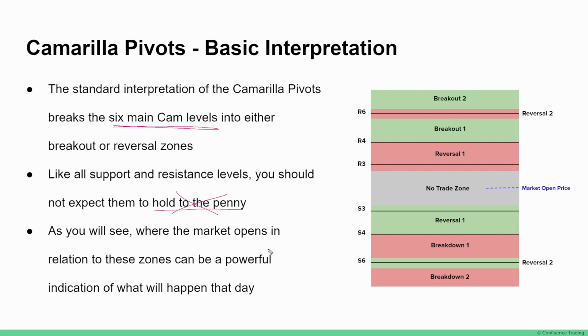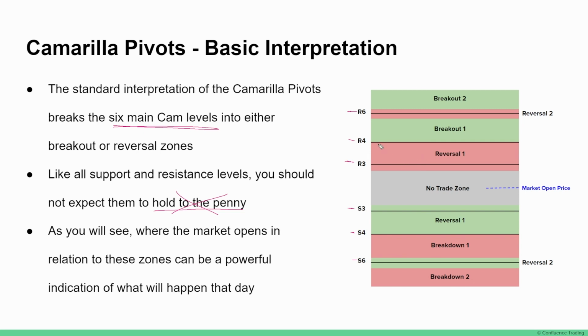As you will see, where the market opens in relation to these zones can be a really powerful indication of what will happen during that trading day. So when you see Camarilla pivot points on a chart, typically most people will focus on the third levels, the fourth levels, and then the sixth levels. Technically there's 1 through 6, but normally most people will only focus on these 6 levels here.